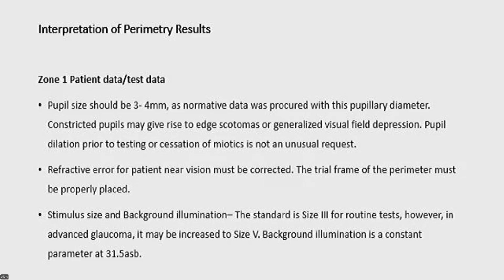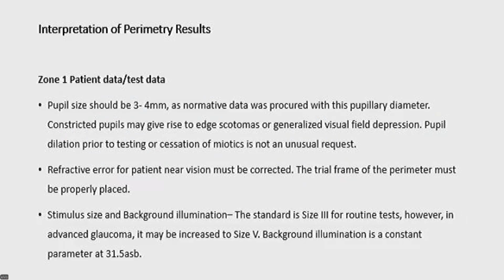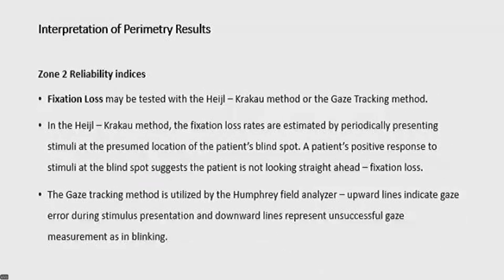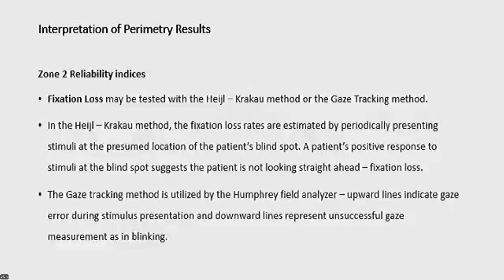When we look into the reliability indices, we start off with the fixation loss parameter. This talks about the patient's gaze stability. This is important. There are different centration factors. It could be the central fixation targets, which are yellow, or it could be the fixation diamonds, which are lower down, the small diamonds, or the light diamonds. It's said that fixation loss greater than 20% is unreliable.